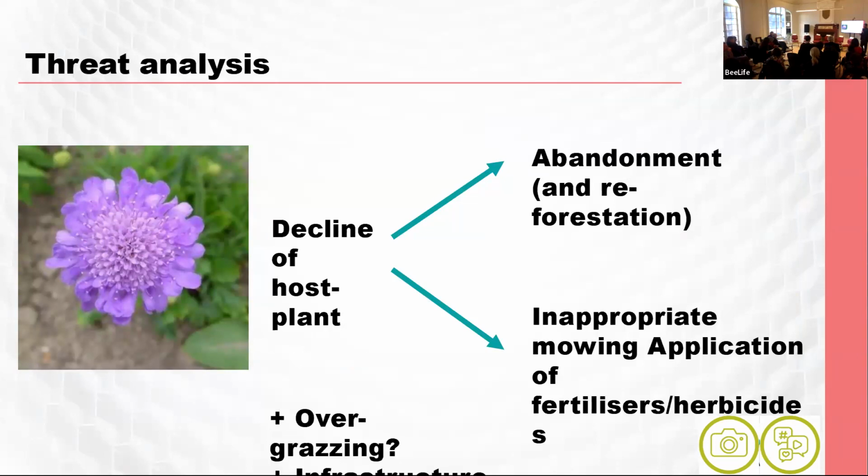Then again, we have different strategies depending on where we are. In the south of Europe, one of the big problems is abandonment. Farmers are not cutting the grasses anymore, so you have reforestation happening and the plants are dying. On the other side, in Western Europe, we have more problems with nitrogen or water.